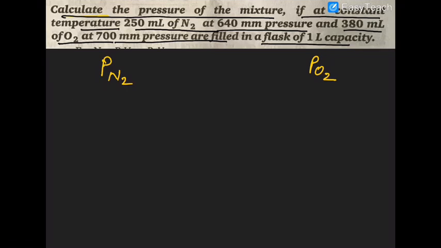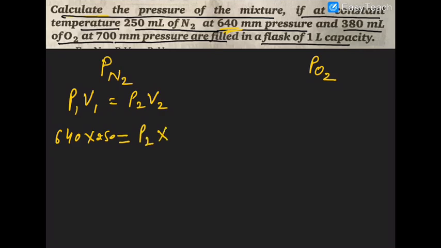How would you do that? You will write P1 V1 equal to P2 V2. Partial pressure of nitrogen is 640 mmHg, given in the question. And volume is 250. Here the pressure we do not know, but volume is 1000 ml because it is given as 1 liter.